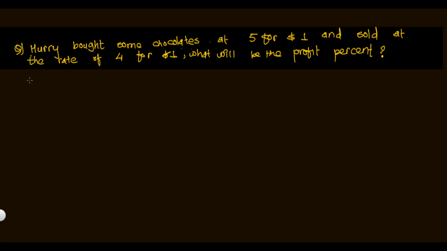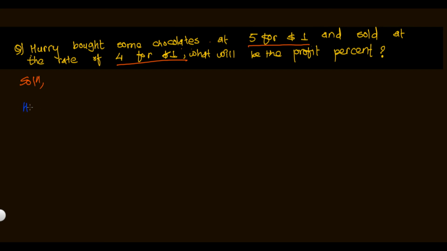Now let us see the problem. Huri bought some chocolates at 5 for $1 and sold at the rate of 4 for $1. What will be the profit percent? Since the information tells you that you bought 5 for $1 and you sold 4 for $1, let us first find the unit price: the cost price for one chocolate and the selling price of one chocolate. Then we can make a decision clearly.